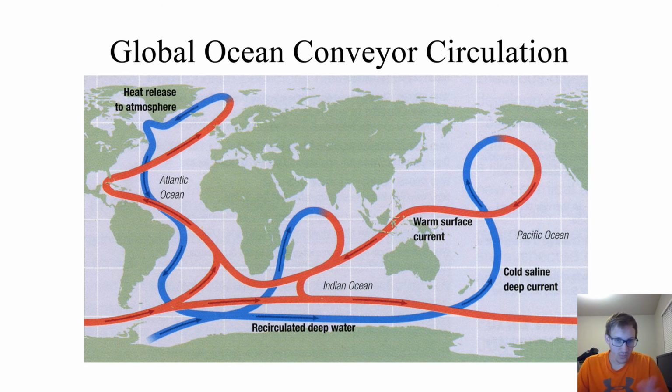Okay, so we call this the global ocean conveyor circulation. This shows all the currents that go around the Earth. The red ones are all the warm water, the blue ones are all the cold water, and they get recirculated with deep water, and then warm surface water goes around as well, loses its heat, so then it dives down, and then it gets carried around, and then it eventually warms up and it goes up, and that process continues forever. Okay.